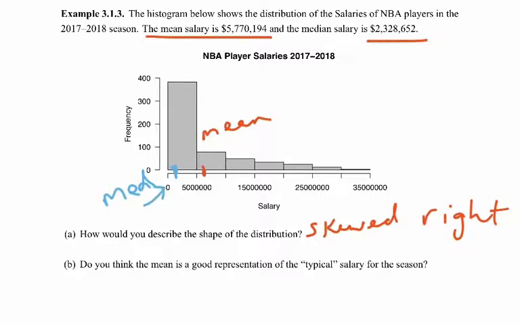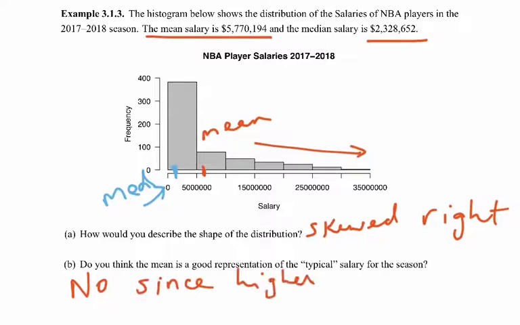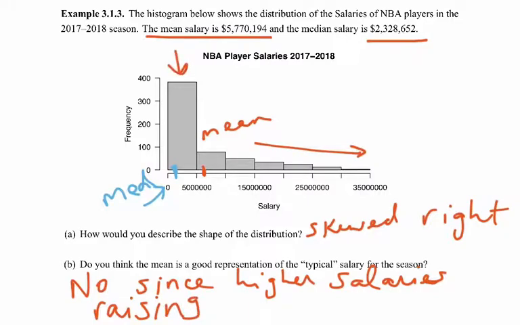Which one do you think would be a better representation this time for the typical value for these NBA players? Well, hopefully you say that the median in this case would be a better representation. The mean, unfortunately, is inflated by these players who are making more money. So do you think the mean is a good representation? No, since the higher salaries are raising the mean. Even though most of your players are down here, that's where I would say your typical value is somewhere in that category. So the median would probably be a better measure, since higher salaries are raising the mean.